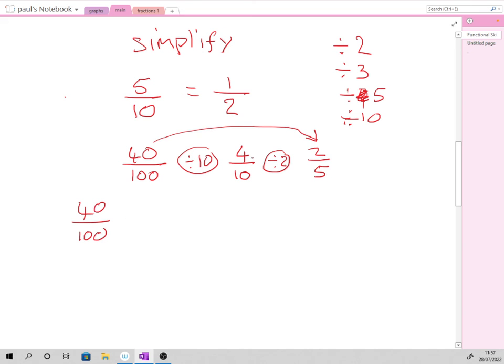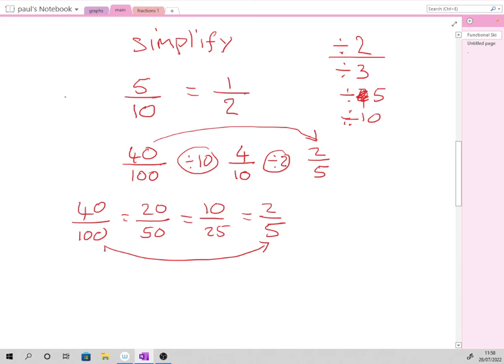I could say, oh, this is easy. This is the easiest one. Divide by 2. Yeah, that would be equal to 20/50. Now I think, divide by 2 again. Yeah, equals 10/25. Now I can divide by 5. That would equal 2/5. So you see, you get the same result in the end, and it doesn't matter which way you go, how many little steps you do, because it's easier on the brain.